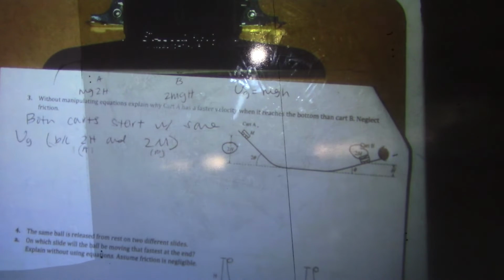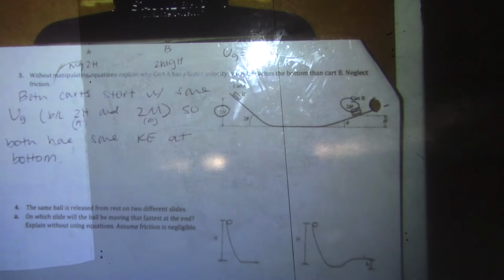Either way, this is a factor of 2 times mg and h. It's the same amount. So both carts start with the same potential energy because 2h and 2m, right? Cart A has 2h, but cart B has 2 masses. So that's going to be starting with the same potential energy. Now, that means that because energy is conserved, right, they're going to have the same kinetic energy at the bottom.